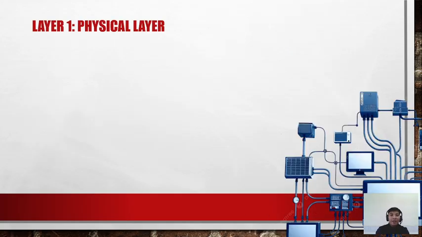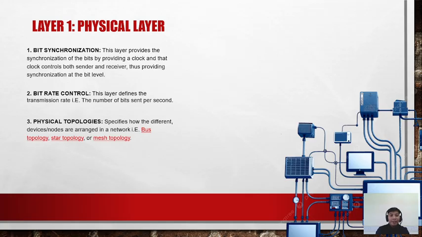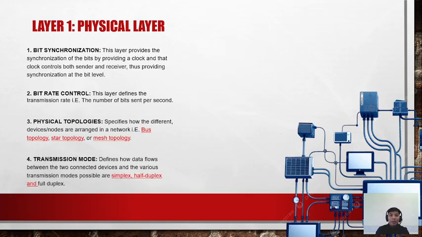The first layer is the physical layer and it has 4 functions. First we have bit synchronization, bitrate control, physical topologies, and transmission mode. The physical layer is the lowest layer of the OSI model, and it is responsible for the actual transmission of raw data bits over a physical medium like cables, wires, or wireless signals. Think of it as the hardware layer where communication physically happens.